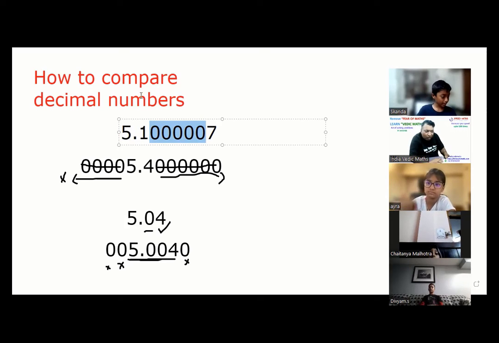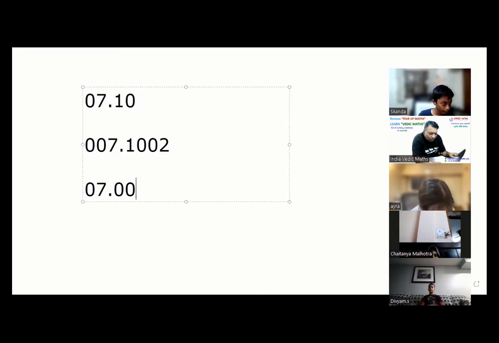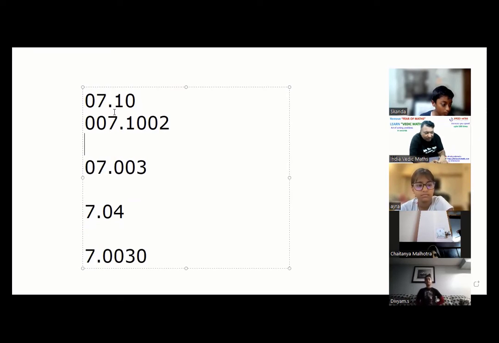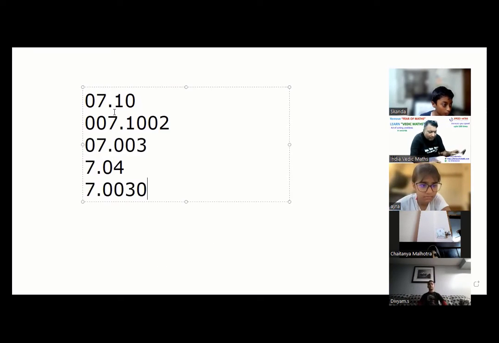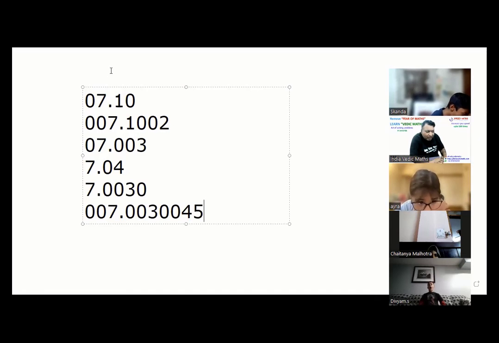I'll ask again, okay? So tell me: 07.10, 007.1002, 7.003, 7.04, 7.0023. See, I'm writing a lot of numbers because once you understand this, comparison is very easy. If I say 007.00300, now tell me, let's see, okay?